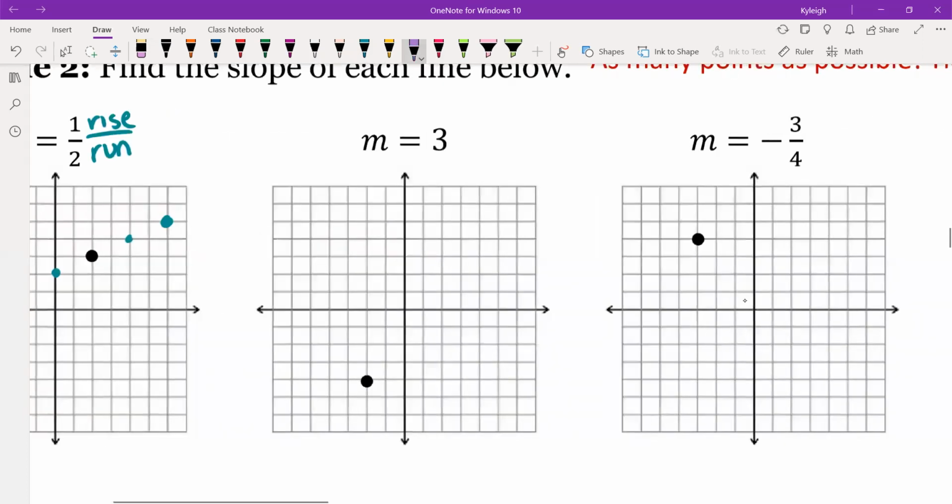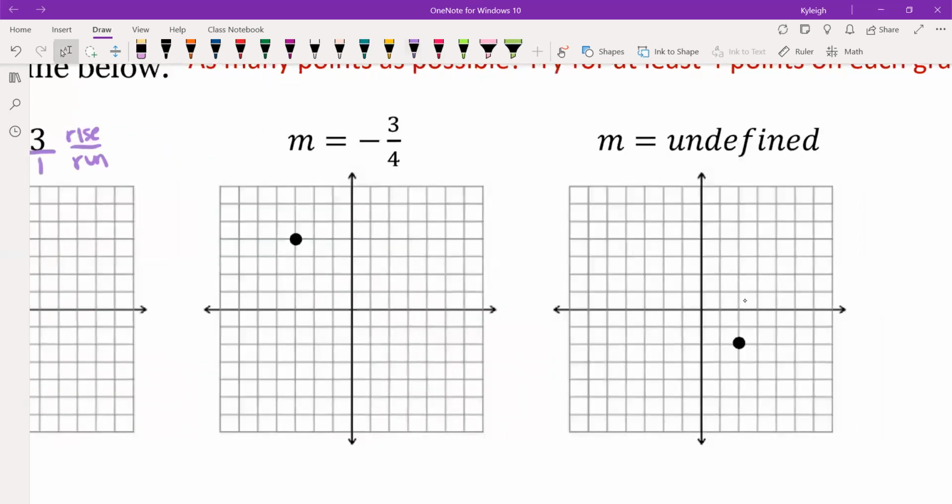Looking at this next example, it just says 3. What do we know about whole numbers? How do we write a whole number as a fraction? We put it over 1. So that means our rise is 3 and our run is 1. We count up 3 over 1, put a point, up 3 over 1, put a point, up 3 over 1, put a point. Again, I can't go up and to the right, so I'm going to go down 3, left 1. If you don't need to do the step ladders, don't feel like you have to. I just do them so you can follow my work.